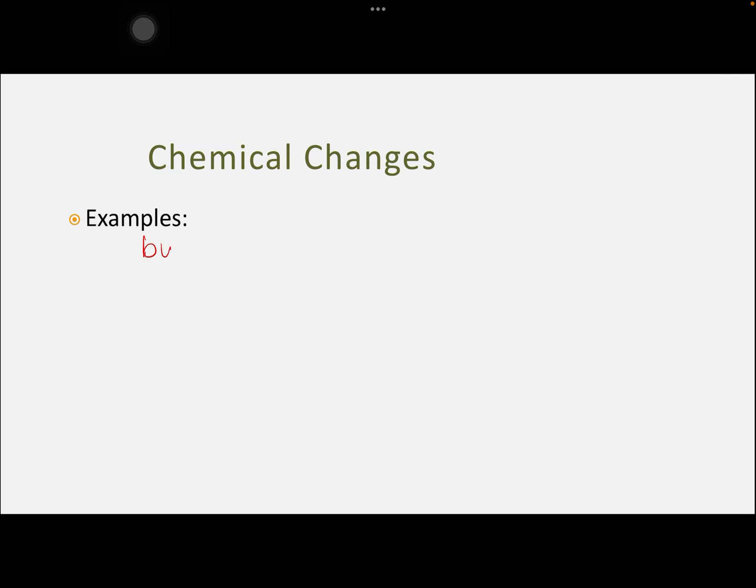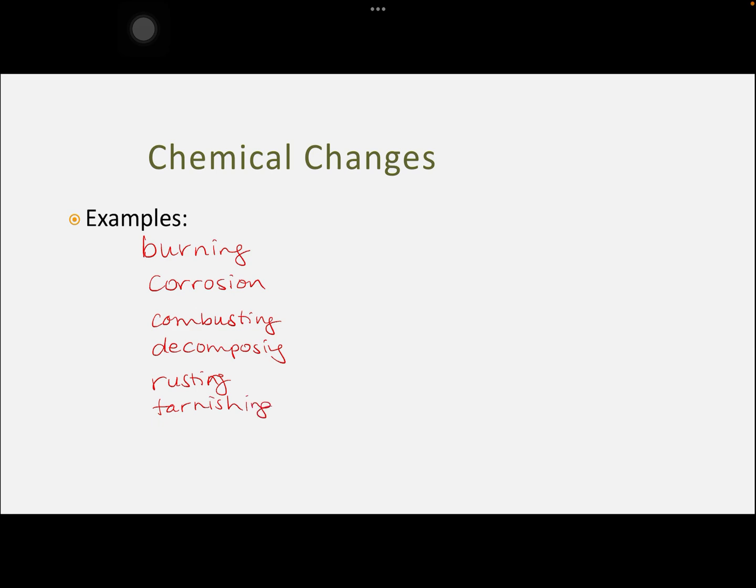Examples of this, if you see something that mentions burning or corroding, corrosion, combusting, decomposing, rust or tarnishing. If you have silver jewelry that has tarnished, it's no longer silver. The silver's been converted to something called silver sulfide. We will actually later this year take silver jewelry that's tarnished and we will reverse the chemical reaction, but it's a chemical reaction that needs to be reversed. It's not just a physical change.